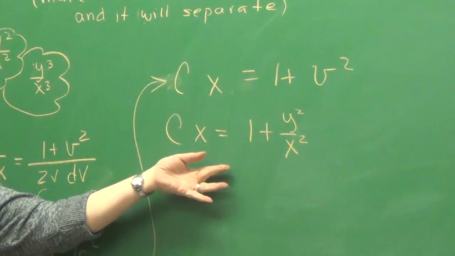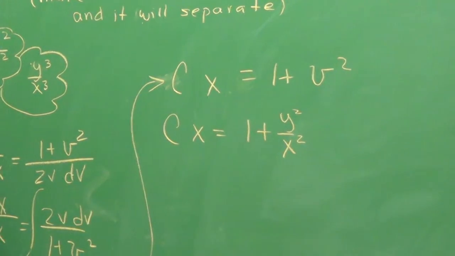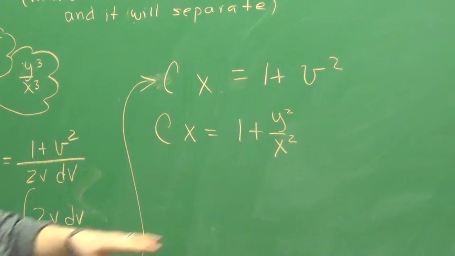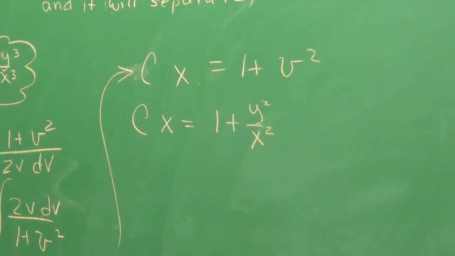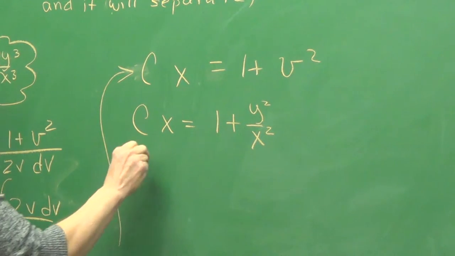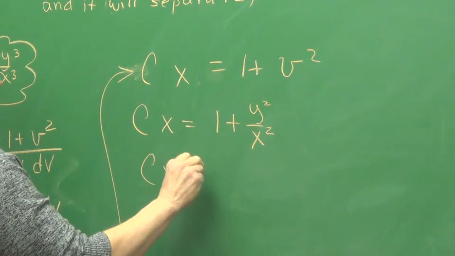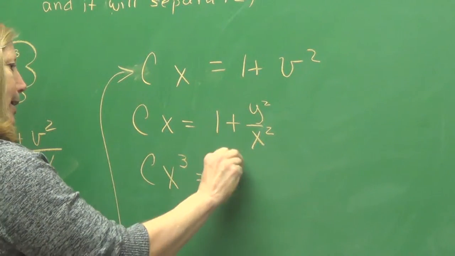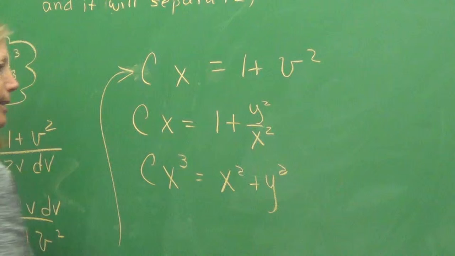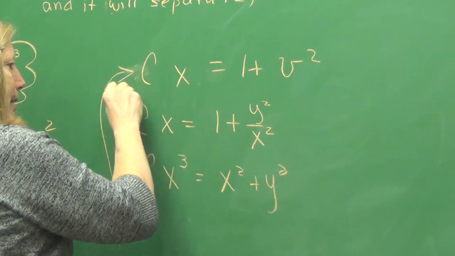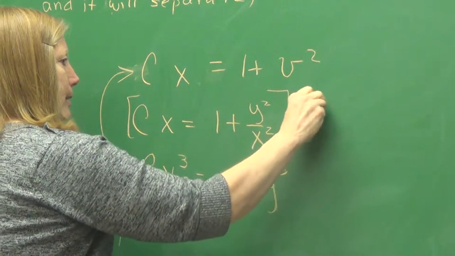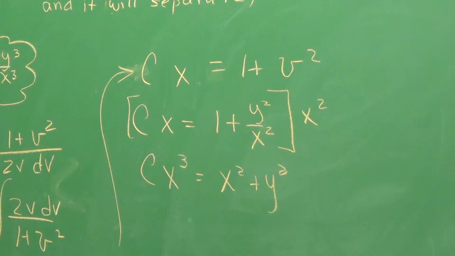Now, I say we just clean up the form a little bit. There's not a whole lot I expect out of this, but if we can get rid of a fraction, we can do that. So, what can we multiply both sides by to get rid of this fraction? X squared. Alright, so I can get cx cubed equals x squared plus y squared, and that's a good stopping point. So what about the 1? Because I multiplied everything by x squared.